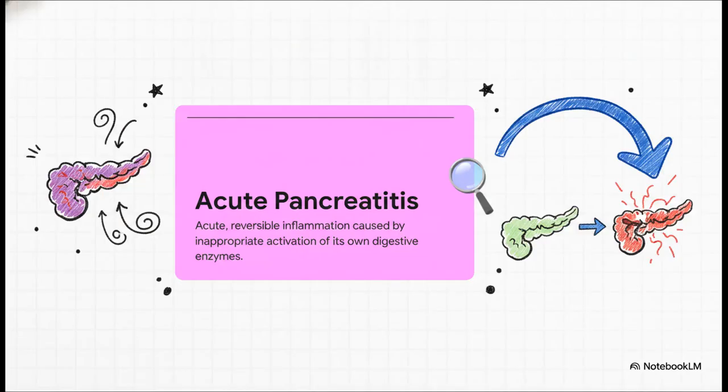Which brings us to the formal textbook definition. Acute pancreatitis is an acute, reversible inflammation of the pancreas caused by this inappropriate enzyme activation. Now, I really want to emphasize the word reversible here. While this can range from a totally mild, self-limited disease all the way to a necrotizing, life-threatening nightmare, the baseline architecture of the gland can recover once the acute attack resolves. That makes it distinctly, fundamentally separate from chronic pancreatitis, which we'll get into in just a bit.